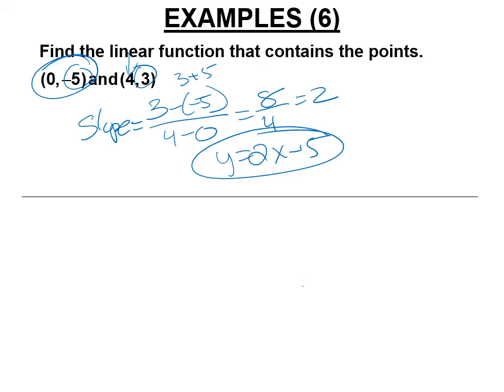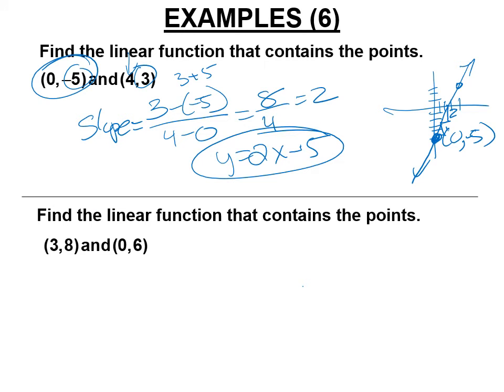There's only one line. Let me make sure you understand this. There's only one line that goes through (0, negative 5) and (4, 3). And that line has a y-intercept of (0, negative 5) and a slope of 2. All right, there is no other line that goes through those 2 points. It's the only one. All right, let's do this again.